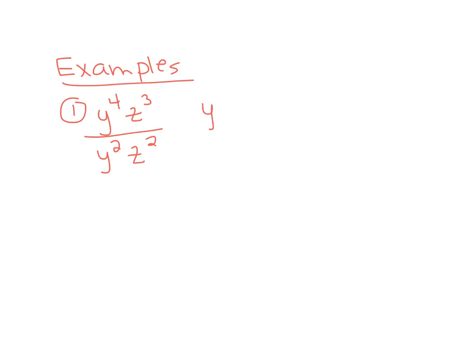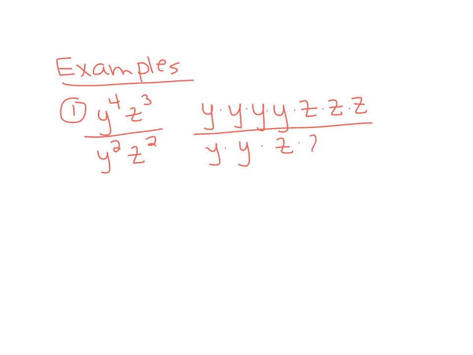So, for example, let's start pretty easy. If we have y to the fourth, z to the third, over y to the second, z to the second, here's what I need you to be thinking in your head. In the numerator, you are doing y times y times y times y, 4 of them, times z, z, z. On the bottom, you're doing y times y, that's the y squared, times z times z.